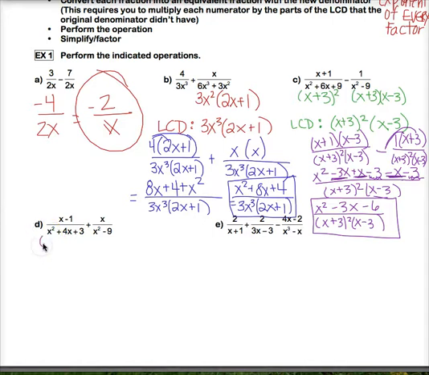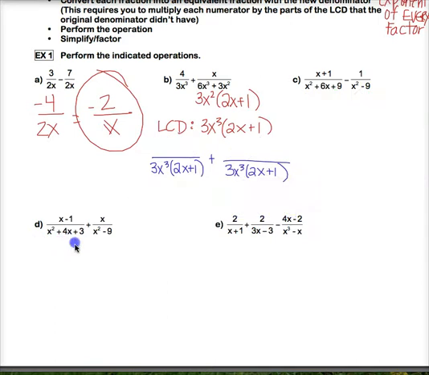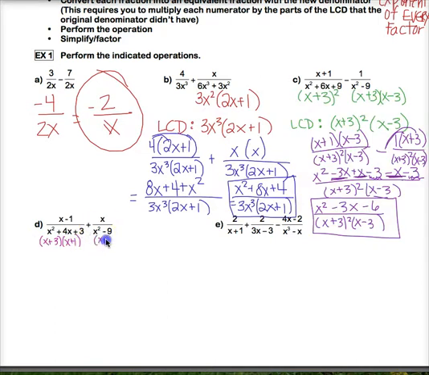So hopefully the first thing you did was factor. This bottom factors into x plus 3 times x plus 1. This one is the same as the one we just had, x plus 3 times x minus 3. So when you went to find your LCD, every factor that you see needs to appear in the LCD. So I've got an x plus 3. That's the highest power that I see of that. I've got an x plus 1, so I need that. And then I also have an x minus 3. So all three of those factors are part of my LCD.